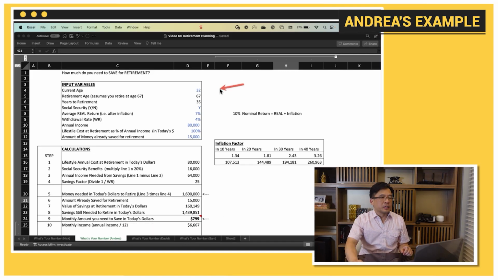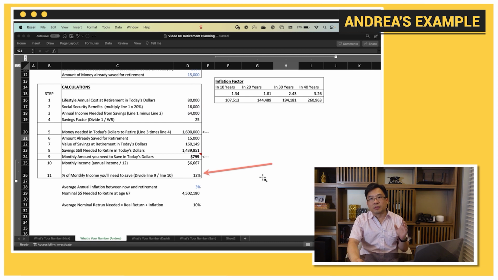Andrea's numbers are, she is 32 years old and she is earning $80,000 per year. We'll use the same assumptions as Nick, where he is investing at a real return of 7%. So based on these, oh, and by the way, she also has saved $15,000 for retirement so far. So running the calculations, we can see that her number is $1.6 million in today's dollars. So she will need to save $799, call it $800 a month, from now until retirement. And remember that you have to adjust that number for inflation every year. That is 12% of her monthly income.